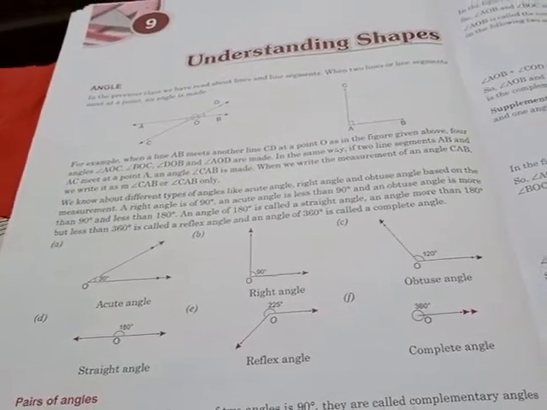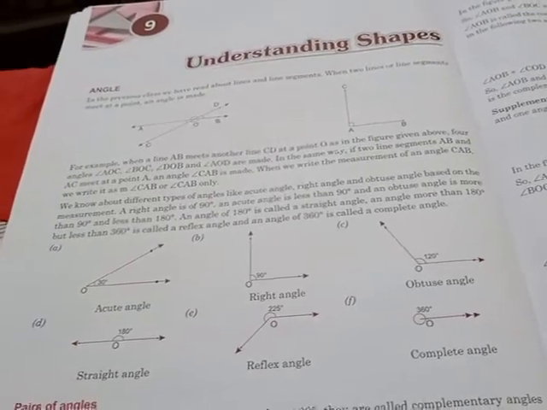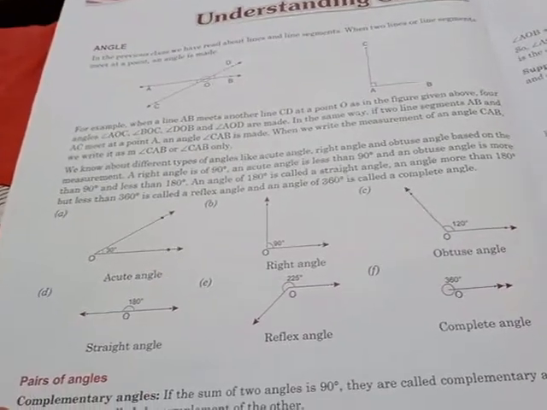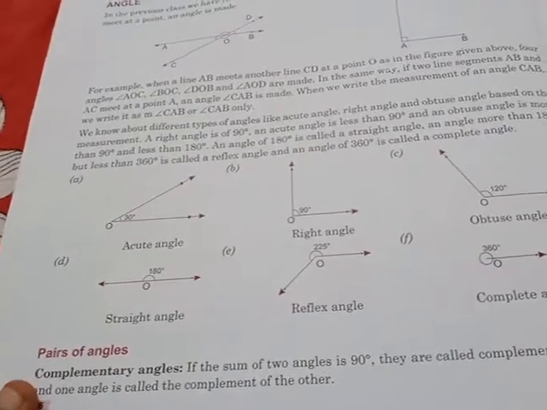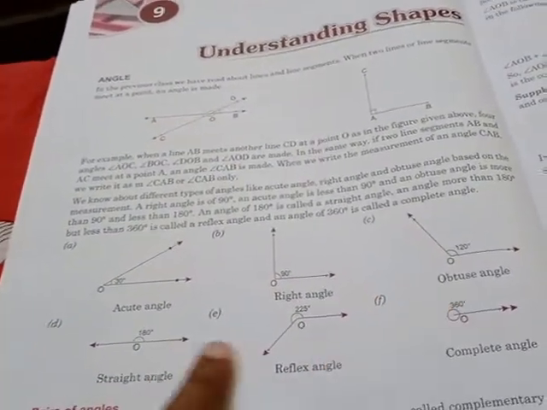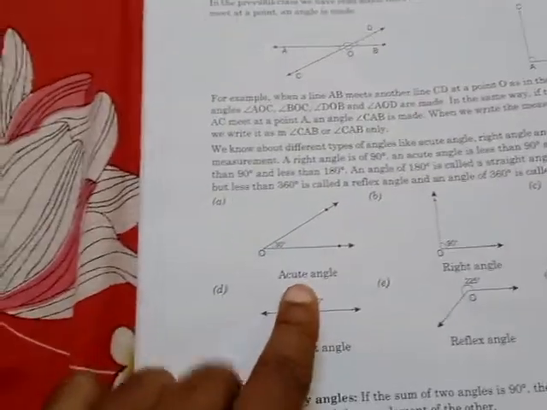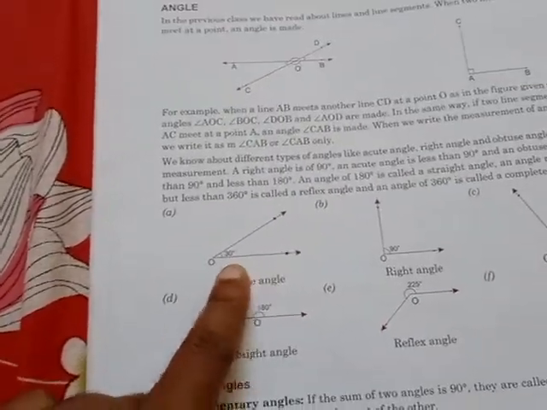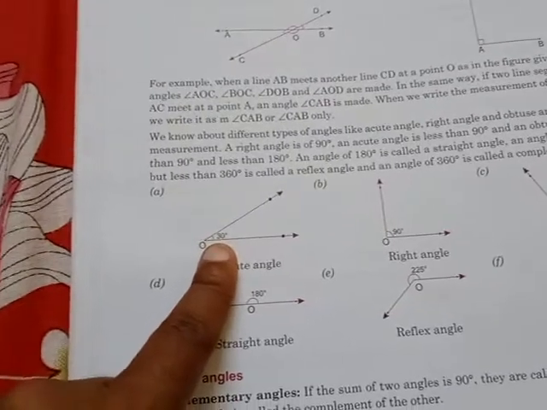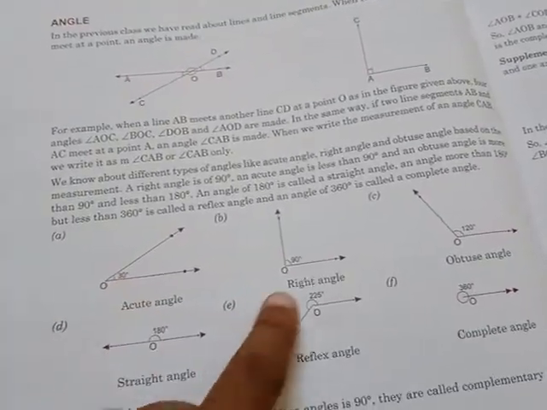Now I will discuss class 7 maths from chapter 9, understanding shapes. At first I will tell you how many angles there are in understanding shapes. Shapes come from angles. Acute angle means if the angle is less than 90 degrees, it is called an acute angle.